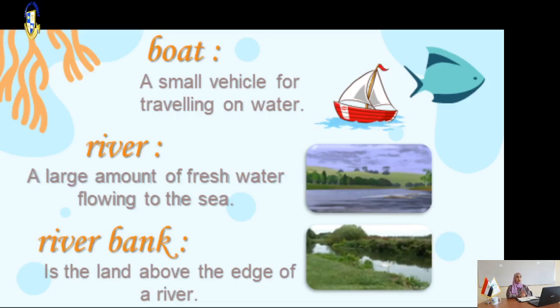River bank. They are the two sides where we find the green land beside the river. We call them the river bank. It is the land above the edge of a river.